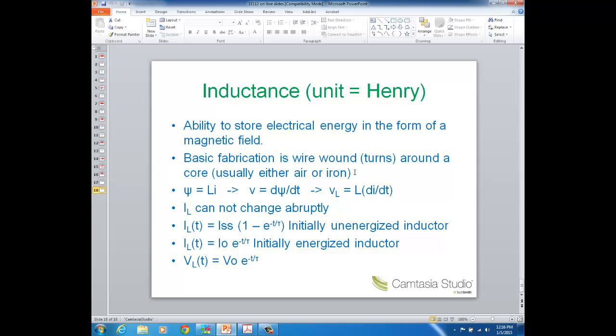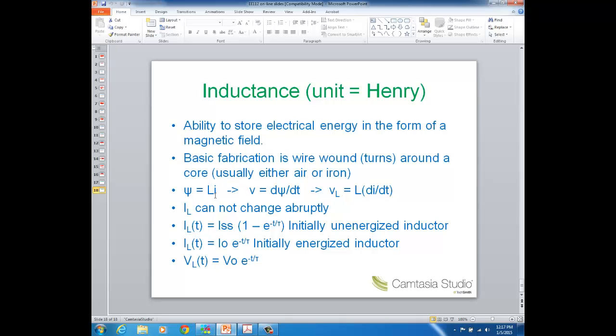Inductance depends on things like the number of turns you have, the diameter of the wire, and also the material that you wind the wire on. Everything else being equal, an inductor that's wound on an iron core is going to have more inductance, more ability to store electrical energy in the form of a magnetic field, than a wire that's wound just in a loop around air.